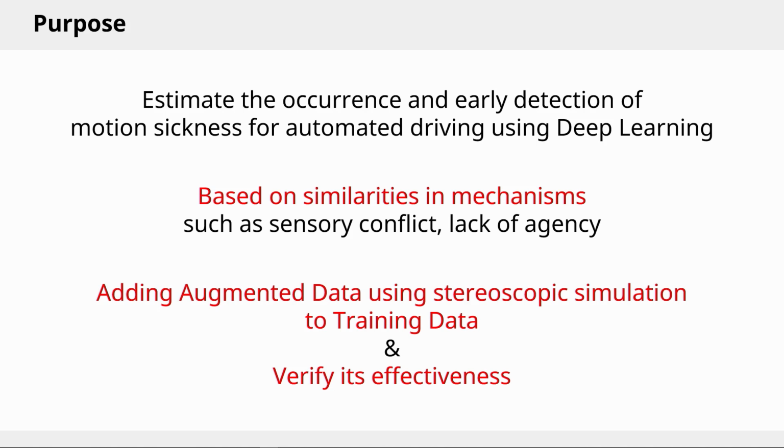Since there are similarities in the mechanism such as sensory conflict and lack of agency, we conducted the experiment in two environments, actual vehicle and stereoscopic VR. That means the data obtained in the actual vehicle environment plus augmented data using stereoscopic simulation, and we verified the effectiveness.